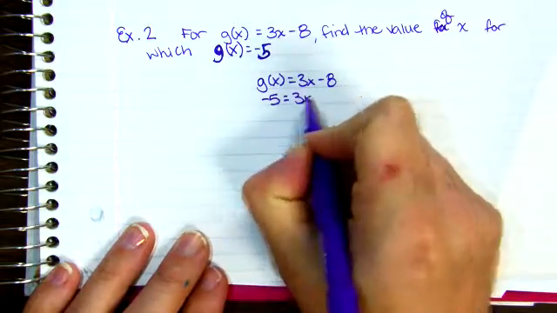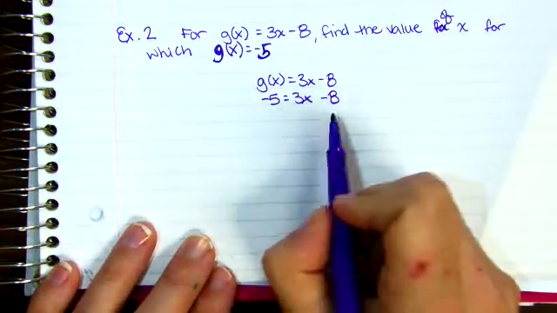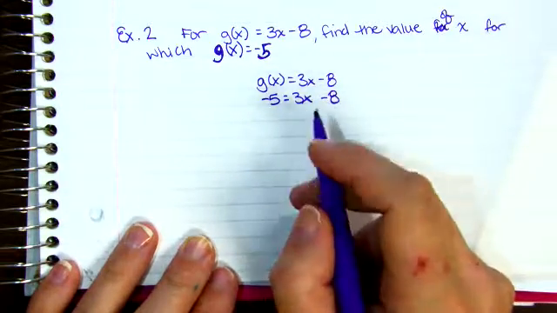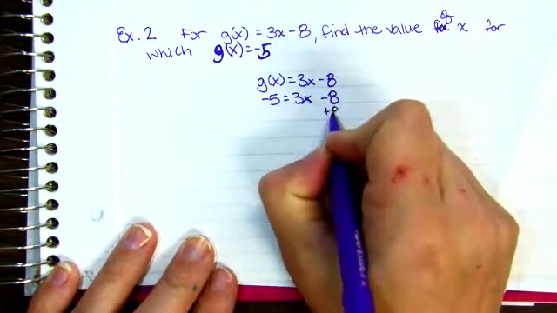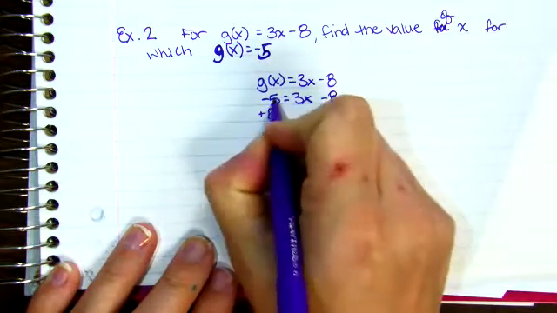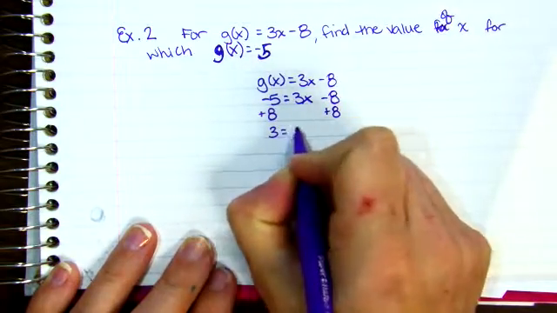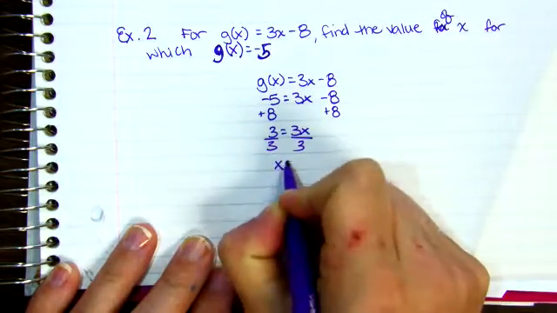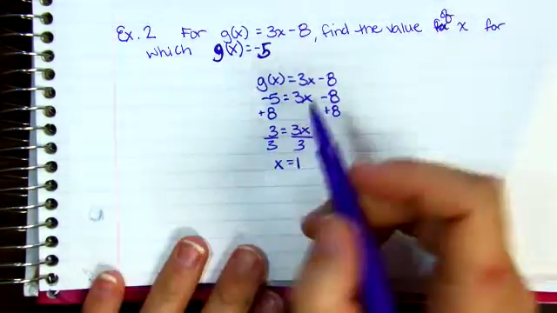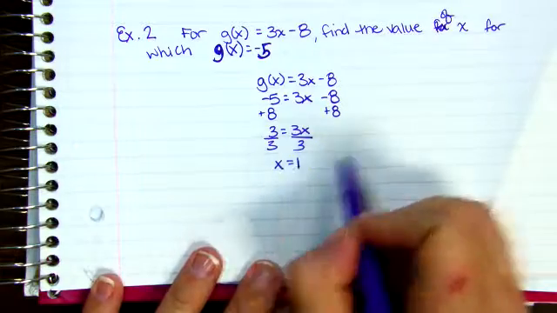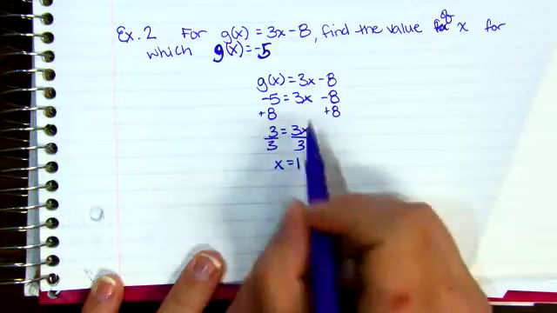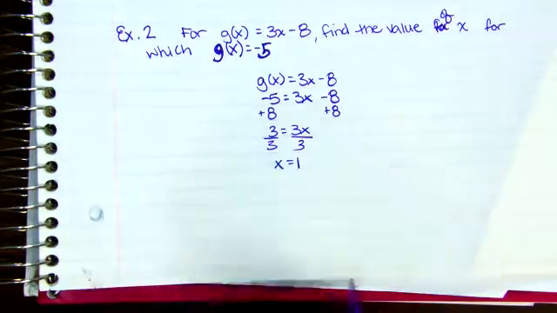So I'm going to use my same methods that I used in earlier chapters to solve an equation. I'm going to add 8 to each side first. Negative 5 plus 8 is 3. Divide each side by 3, and I'll get that x equals 1. So when my input is 1, I get out negative 5, and that's what the question was asking. What's the value of x to get negative 5?